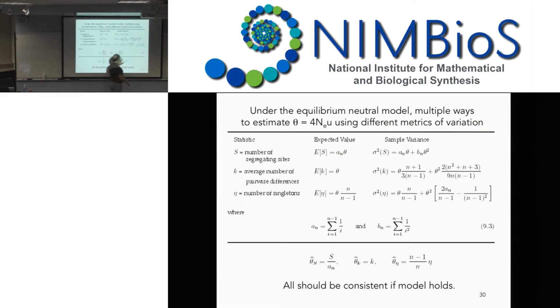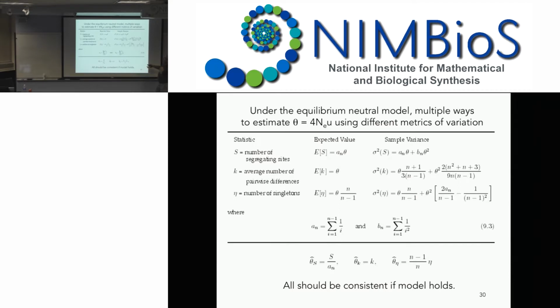So basically, here's the rough idea. Again, theta equals 4 N_e mu, that's our measure either over a site or over a region of the variation. If I look at the number of segregating sites, I can just count them up. Segregating, segregating, segregating, done. Don't care what the polymorphism is, just segregating, non-segregating. The expected value of that equals this coefficient here, which is simply a function of the sample size, times theta. The average pairwise difference, its expected value is theta.